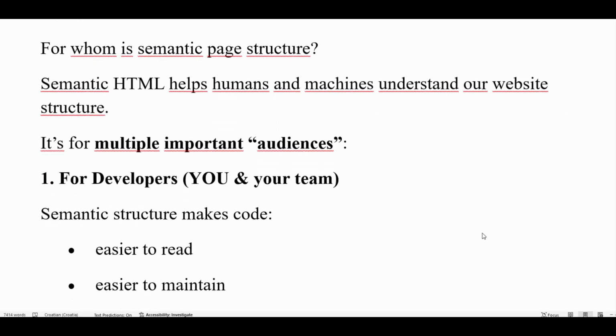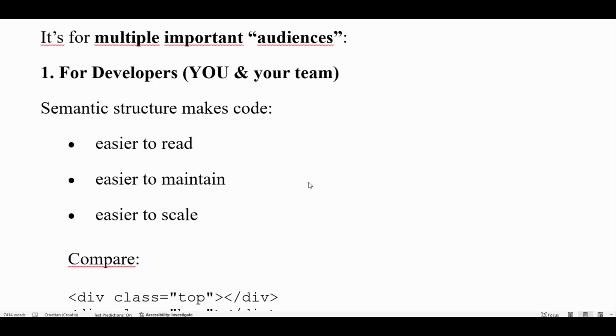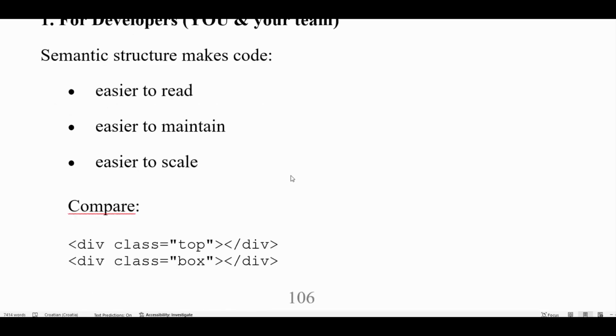Semantic HTML helps humans and machines understand our website structure. It's for multiple important audiences. For developers, you and your team, semantic structure makes code easier to read, easier to maintain, easier to scale.